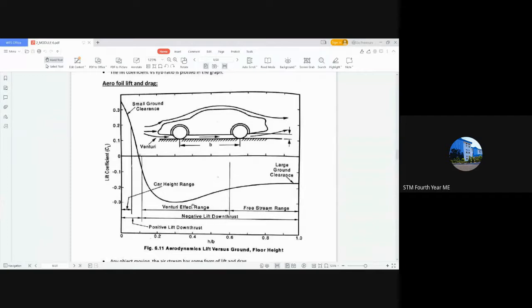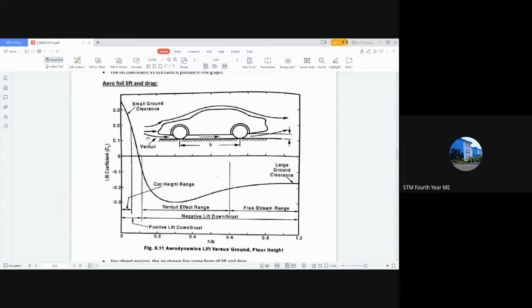But further reduction results in a slight increase in lift, and it tends to form a constant value at this point. You can see how at a small ground clearance the lift will be much greater, about 0.3, while at a larger ground clearance it will be negative 0.3, negative 0.2. At that point only the lift occurs. So this point will be a negative lift, while this point will be a positive lift.